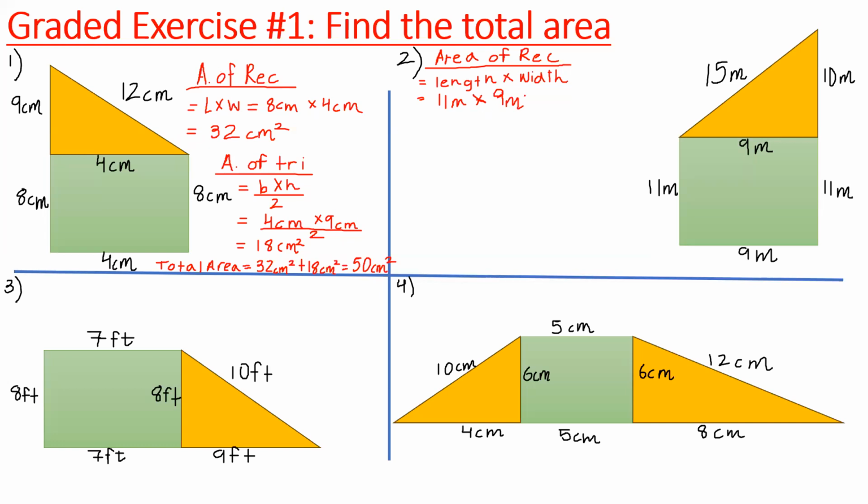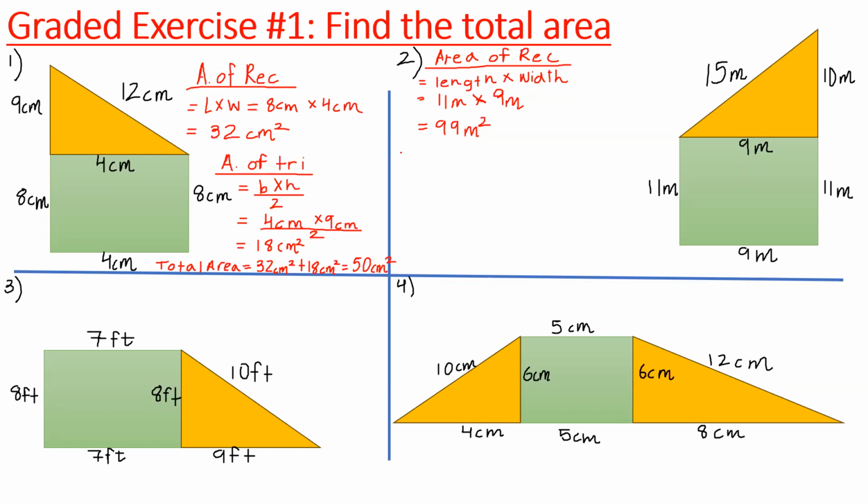Michael, finish it up for me, please. So after you find out length times width is 11 meters times 9 meters, you would have to multiply them, and that equals 99 meters squared. Very good, 99 meters squared.